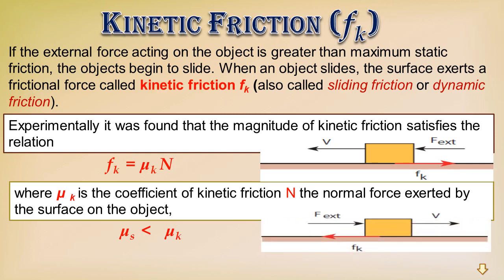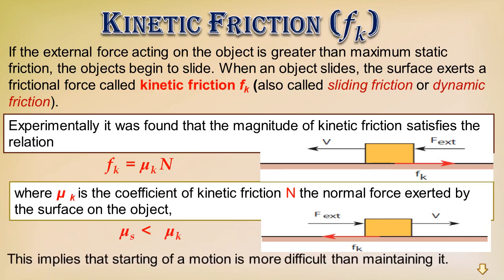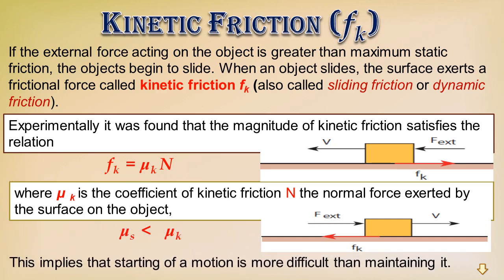See, this is the external force, and it is in the opposite direction to the frictional force. And this relation, mu s is less than mu k, implies that starting a motion is more difficult than maintaining it. Sometimes our bike and car need an initial trigger. Most of the time we feel starting trouble with our vehicles. That's all because of this frictional force.